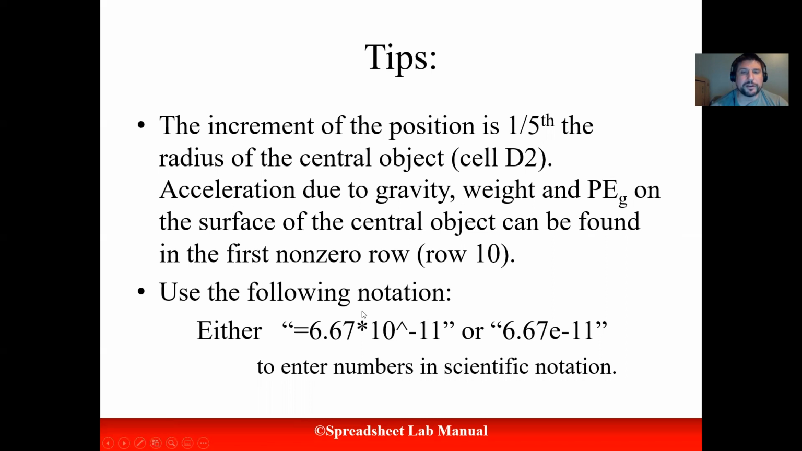Or if you just want to enter 6.67 times 10 to the minus 11, scientific notation by default uses the letter E. So you just do 6.67, the letter E, minus 11, and the computer will recognize that as 6.67 times 10 to the minus 11. And these two things are equivalent if you enter exactly as they are without the quotation marks.